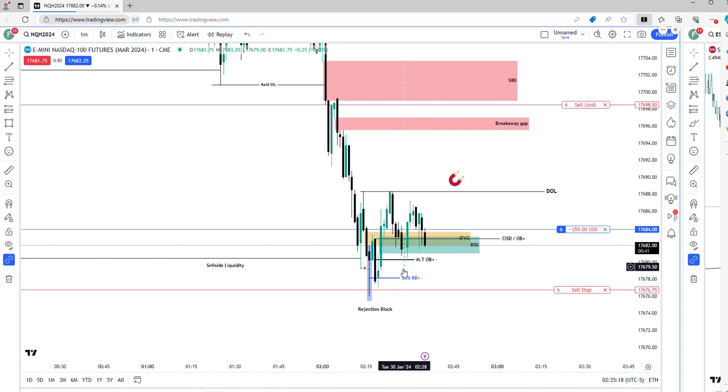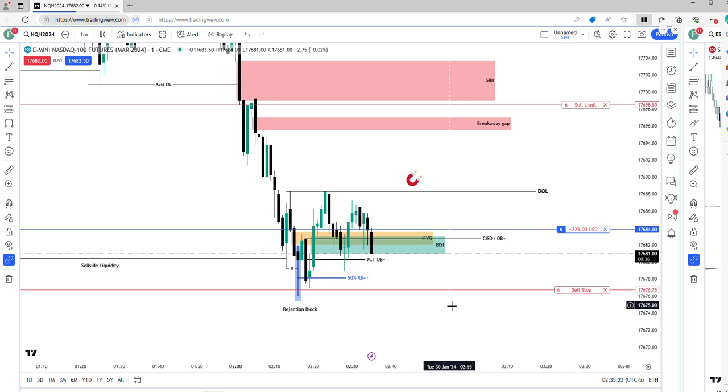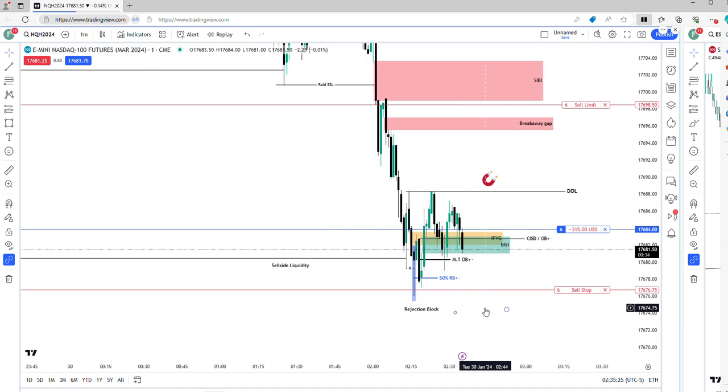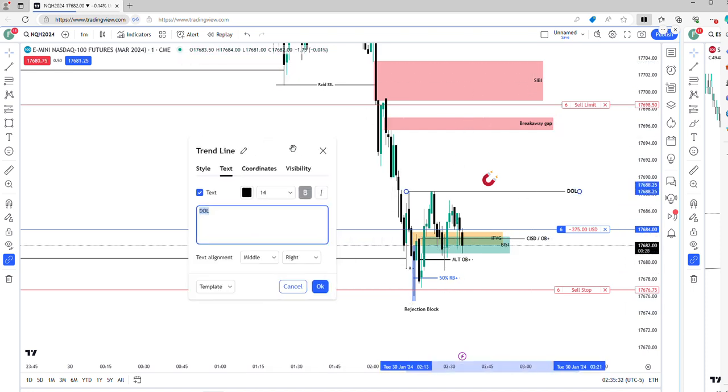No rate of liquidity with this wick, so it's not a rejection block. This is a rejection block because of rate of liquidity. That's why I call it a rejection block. So that's kind of what we're basing it off. And again, these are relative equal highs. So relative equal highs, you can see that there.